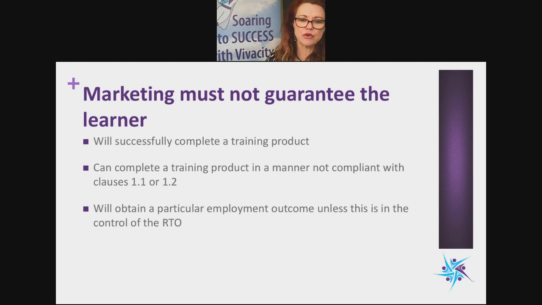The other one is will obtain a particular employment outcome. You can't guarantee any employment outcomes because this is not in the control of the RTO. And you still don't know whether they're going to be competent or not because you haven't actually deemed them competent. So we're talking about marketing material here prior to course commencement. Can't guarantee any employment outcome because they may not be competent once they've completed the training.